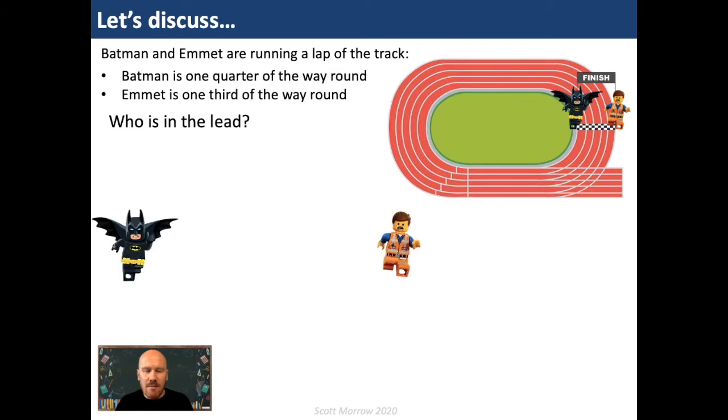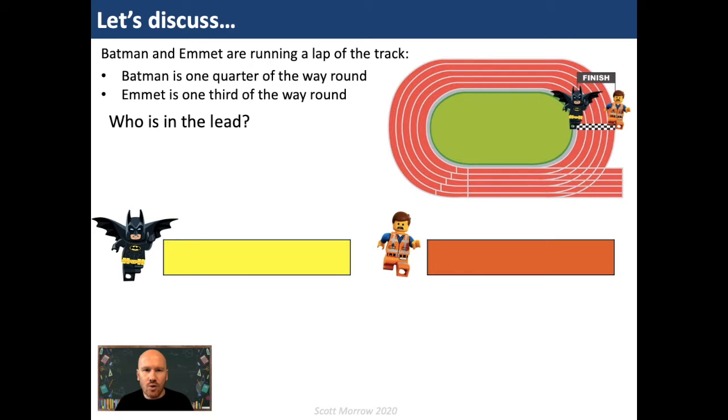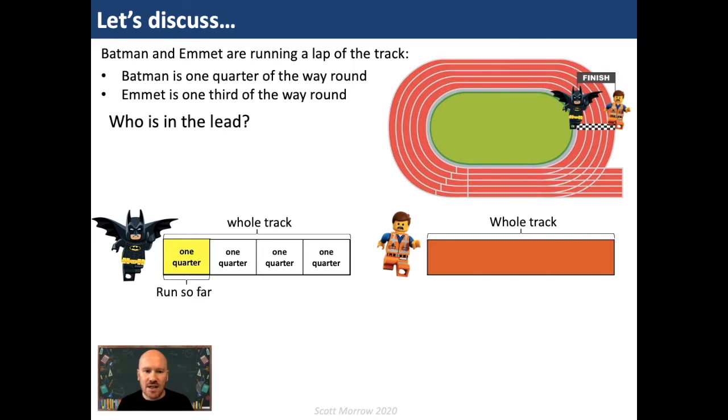So let's take Batman and Emma, and let's draw a bar to represent one whole lap of that track. Batman is 1/4 of the way round. So we can take that bar and split it into 4 equal parts. We can see that Batman has run 1/4 of the track and he's still got 3/4 to go.